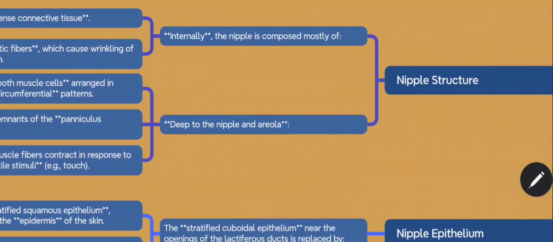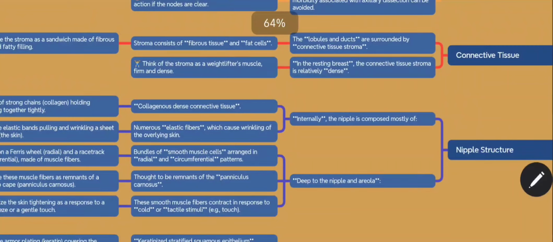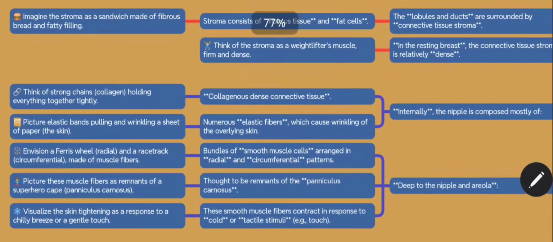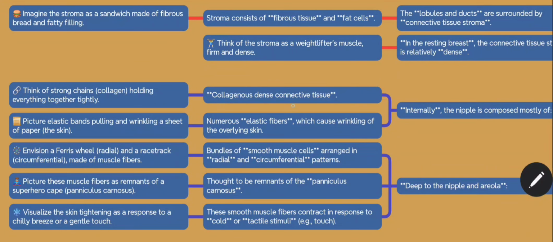Now, the next part is the nipple structure. Internally, the nipple is mostly composed of collagenous dense connective tissue. Then, internally, numerous elastic fibers which cause wrinkling of the overlying skin. Deep to the nipple areola, bundles of smooth muscles are there. How? They are arranged radially and circumferentially.